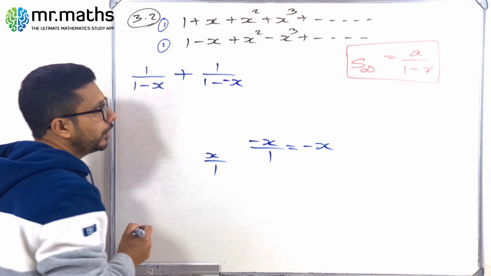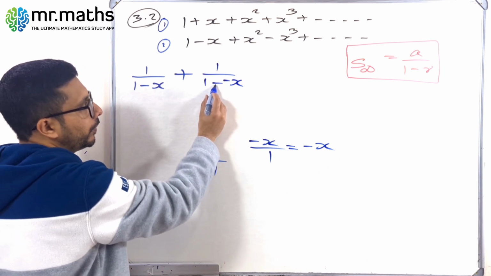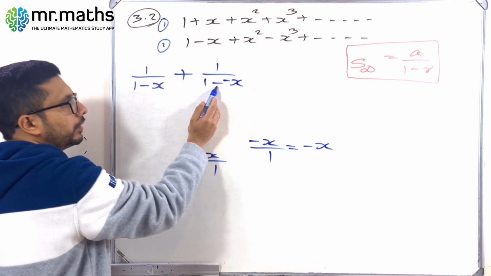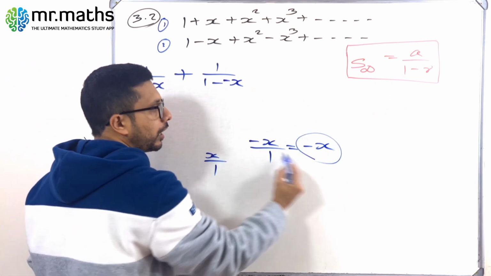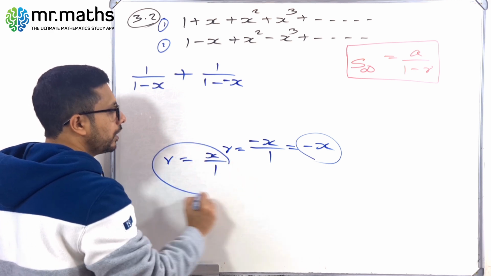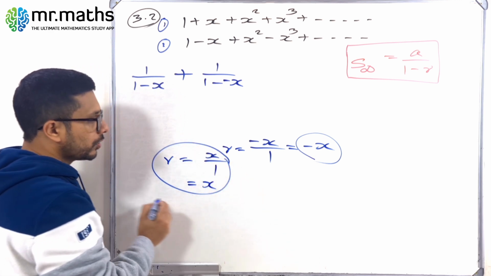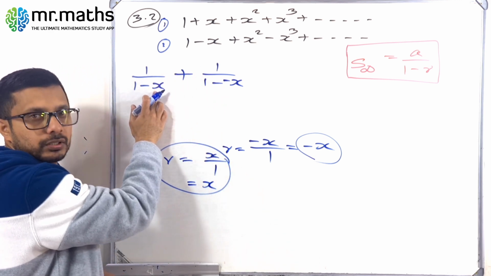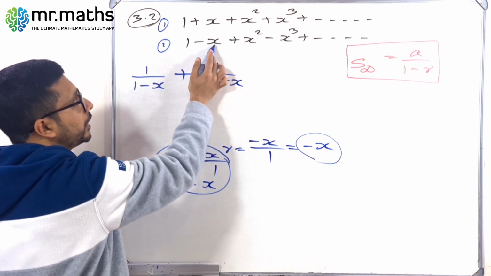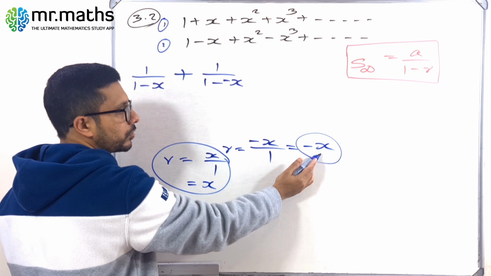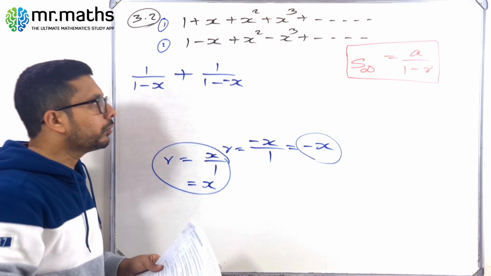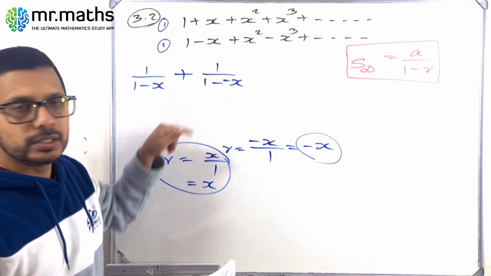So look at this one, 1 minus, this minus is this one. Then what is r here? This is r, am I right? This is the r for the first series, which is x. And this is the r for this series, minus x divided by 1, that is minus x. So the common ratio here is minus x. Now look at this one, minus times minus is plus.